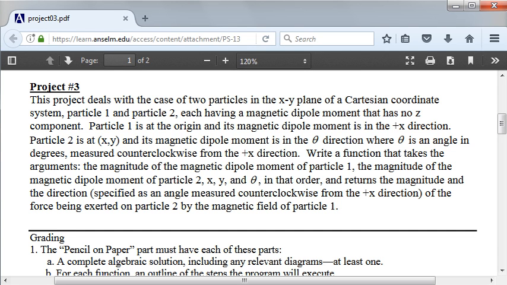This is project 3 video number 1, the one in which we do the pencil and paper part. We got two particles, particle 1 and particle 2, each having a magnetic dipole moment, one at the origin pointing in the plus x direction, and particle number 2 at x, y, with its magnetic dipole moment pointing in the theta direction. Alright, let's get a sketch of that.